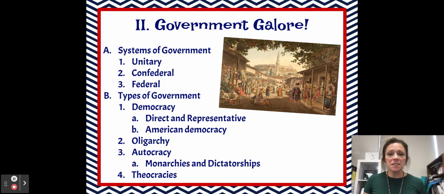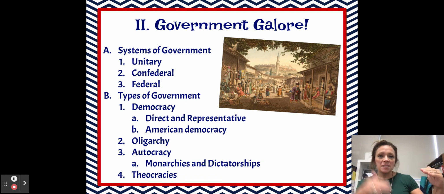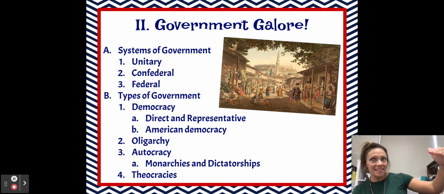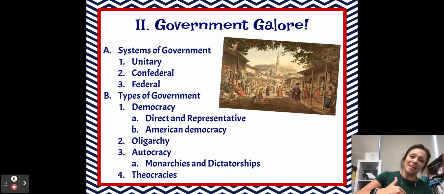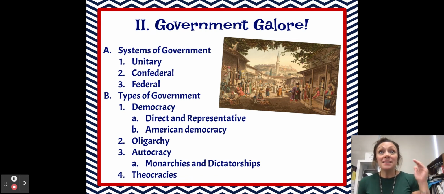So in a federal system, we have a division of power between the states and the federal government. There are certain things that the federal government can do, certain things that the state governments can do. Now, moving on to types of government. So we've got our systems, we've got how they're set up. Now we're looking at how they actually work.